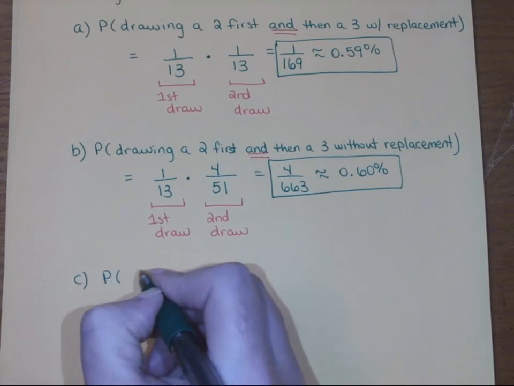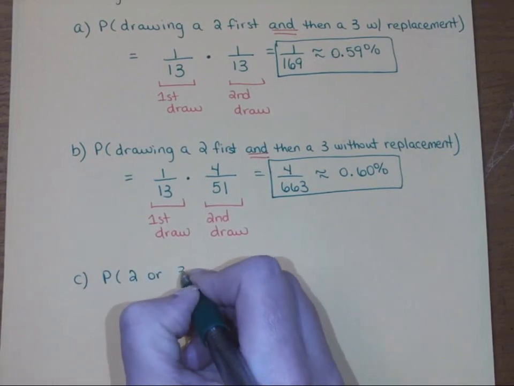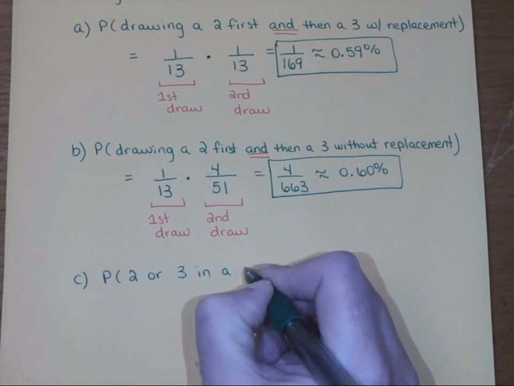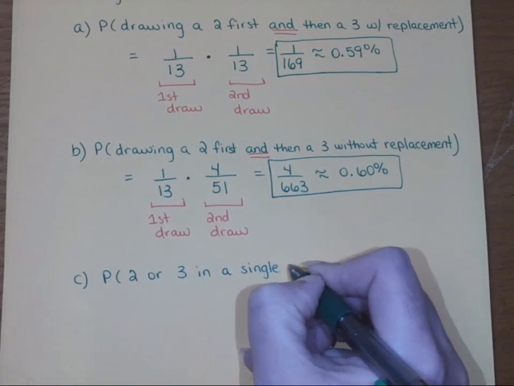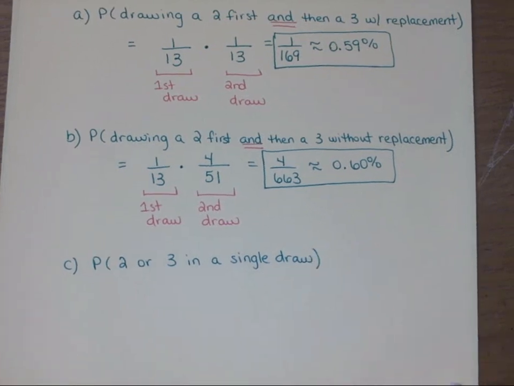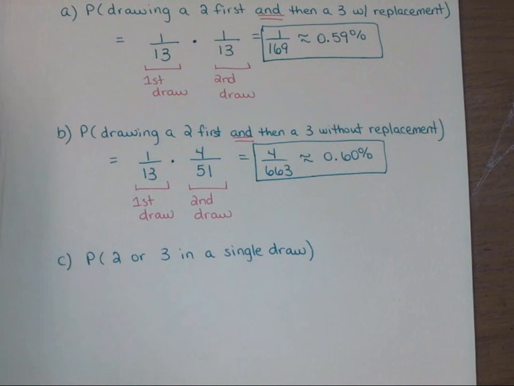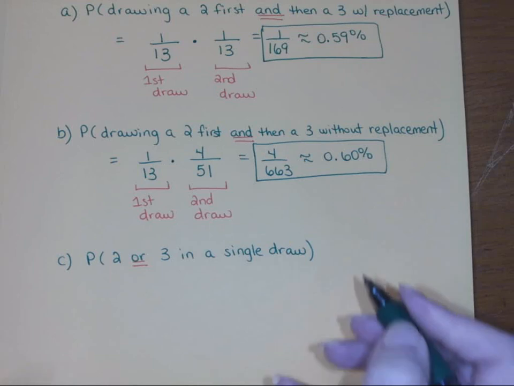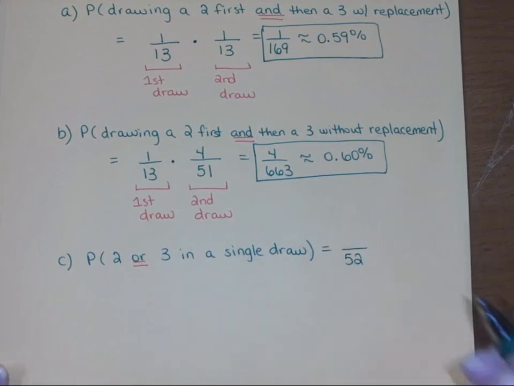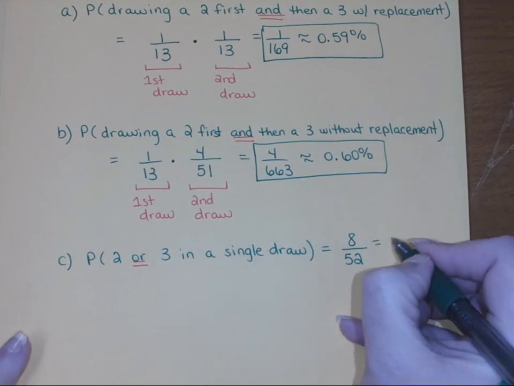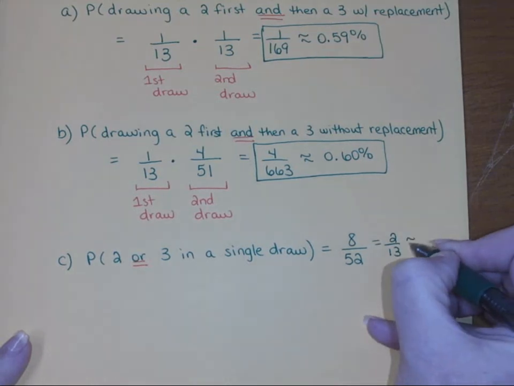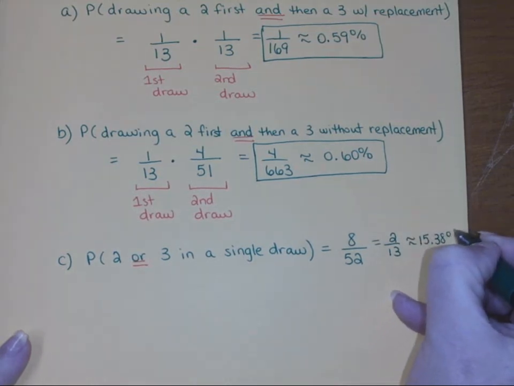Okay, so let's see if we can do maybe an OR problem. We haven't had too many ORs. So what's the probability of 2 or 3 in a single draw? We can talk about this in 2 different ways, and I'm going to list both of them. We have a single draw, so there's 52 choices. There are 4 2s and there are 4 3s, so there are a total of 8 that are the number we're wanting. This reduces to 2 out of 13, or about 15.38%.